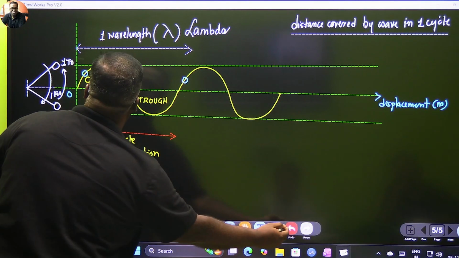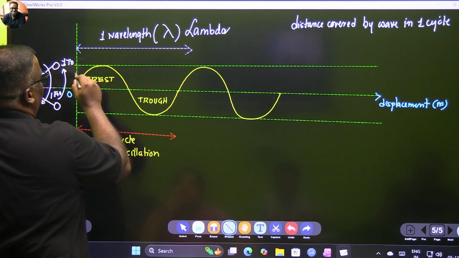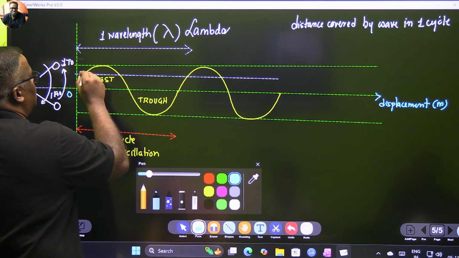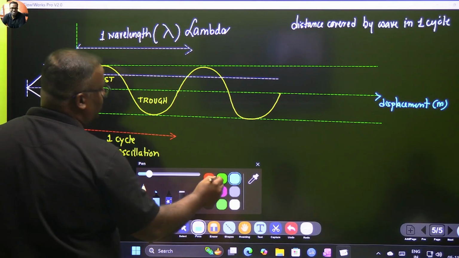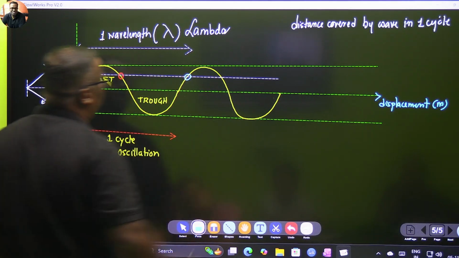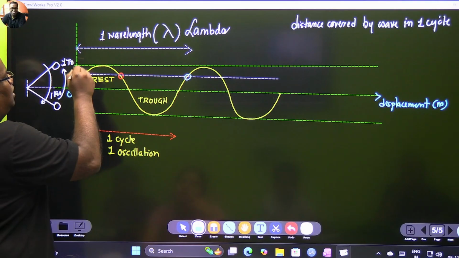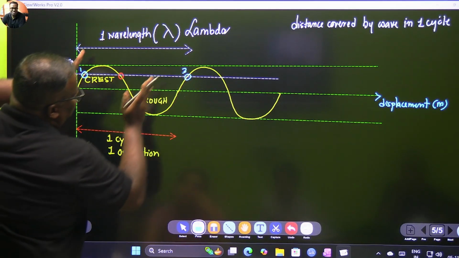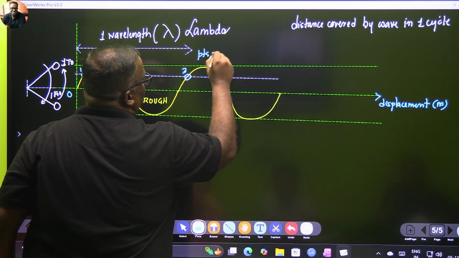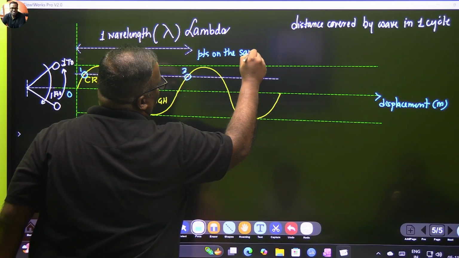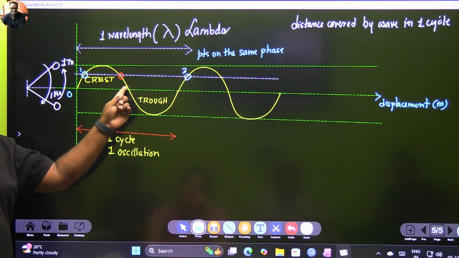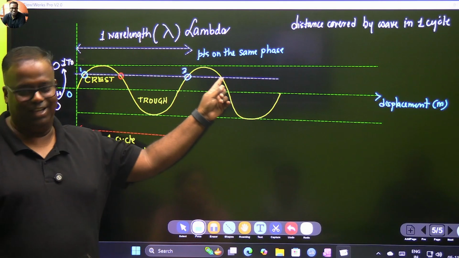Let's make this a little more interesting. Suppose we take some points at the same height. This is my height. Point 1, point 2, and then again point 3. The beauty between point 1 and point 3 is that their course of motion is the same. Such points we call points on the same phase. This one is out of phase. Its same phase is this one. Understood?